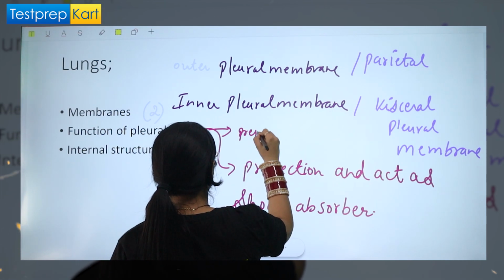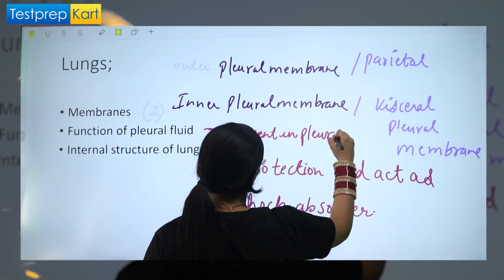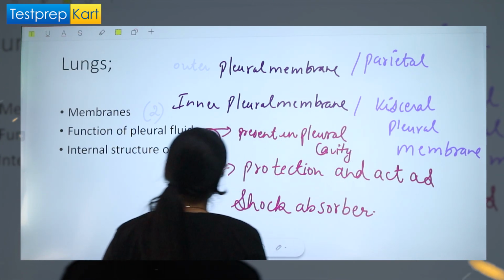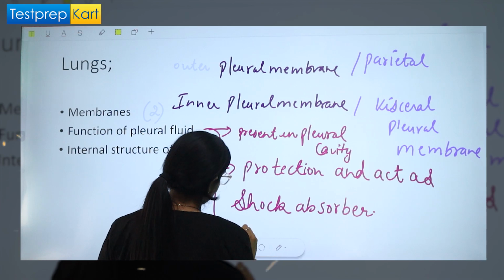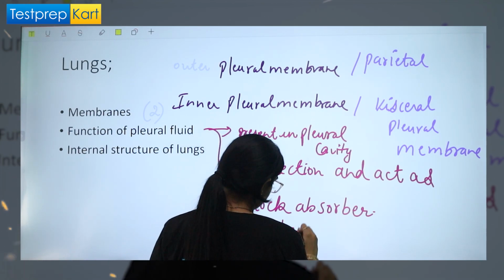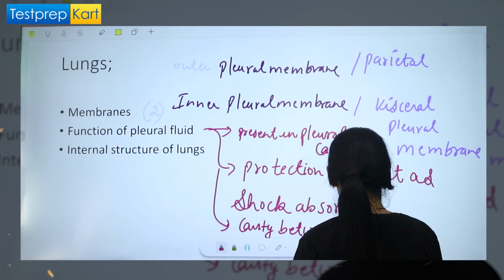Present in pleural cavity, and pleural cavity is the space between the outer and inner membrane, right? Cavity between pleural membranes, right?